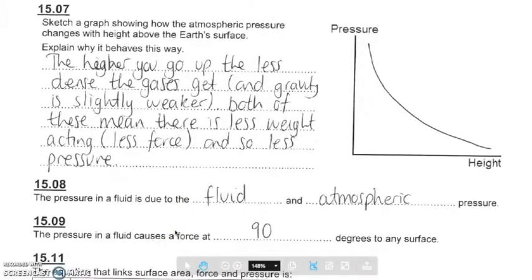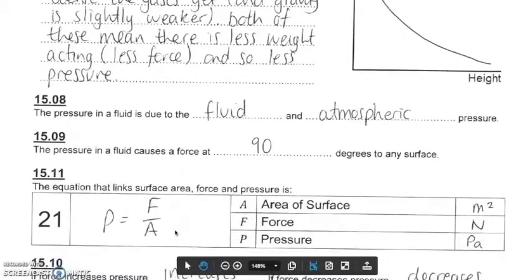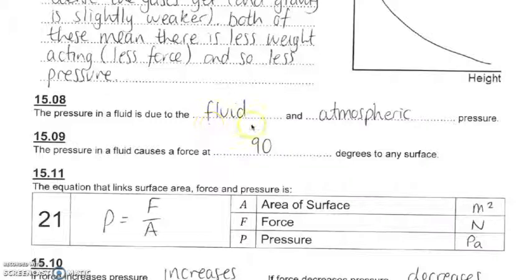Also, you need to know that the pressure in a fluid is due to the arrangement of the particles, so the amount of kinetic energy that the particles have, but also the atmospheric pressure pushing against it or on top of it. So if we've got some seawater, yes, it will exert some upthrust upwards, so we've got an upward pressure force, but we've also got the atmosphere pushing down on it.